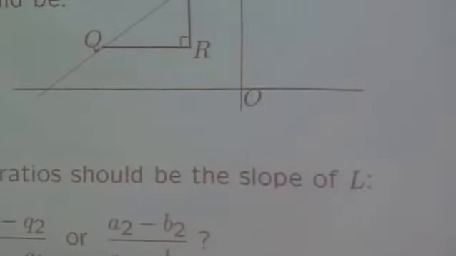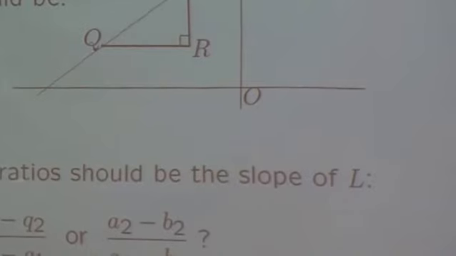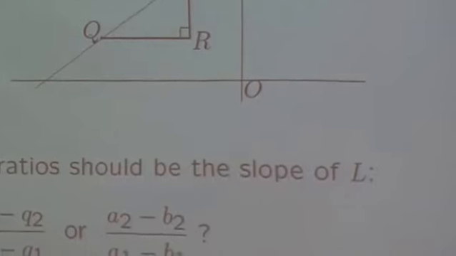You take two other points, you do rise over run. Do you know whether the rise over run of ABC is the same as PQR? If not, what on earth do you mean by slope? Slope of what? Slope of the line or slope of the two points P and Q?